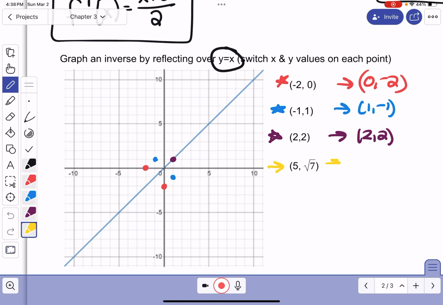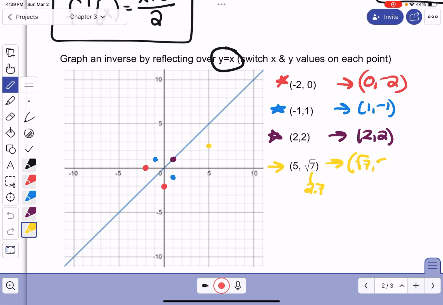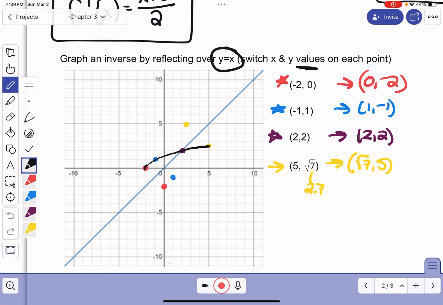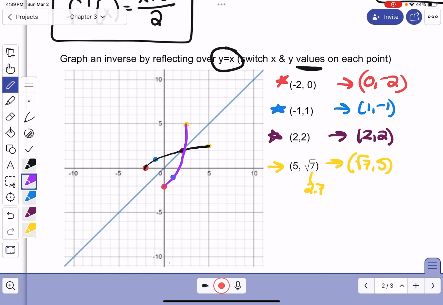And then 5, root 7, and let's see, the square root of 7 is about 2.7. So we plot 5, 2.7, and then we flip them. So we get 2.7, 5. And then if we connect those, 2, 2. Would help if I put things in the right place. So if I connect those, the first graph is this one. And then the second, the inverse, is that. So it's flipped over y equals x.